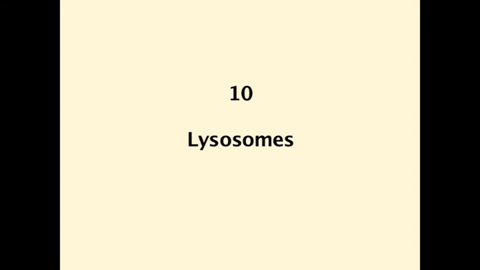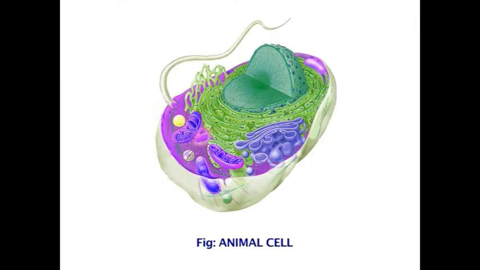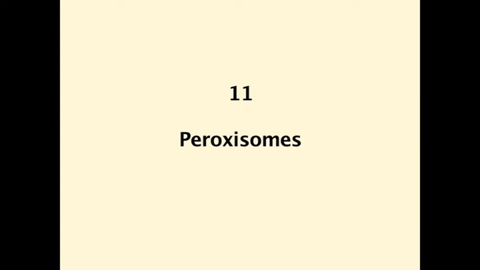The next feature is lysosomes. Lysosomes are vesicles that contain hydrolase enzymes to break down cellular waste products and debris from outside the cell. Next is peroxisomes.